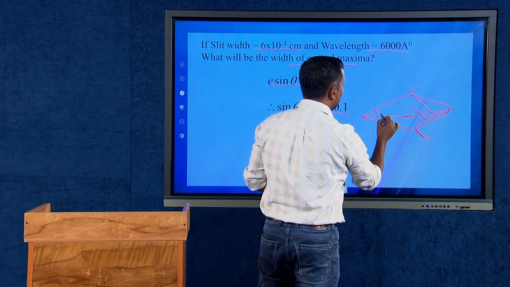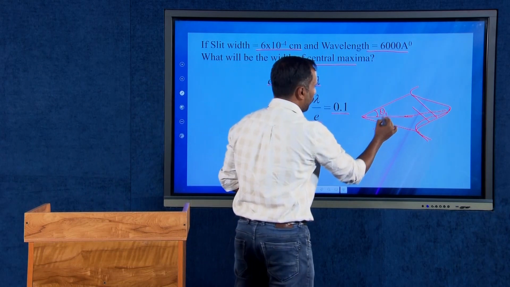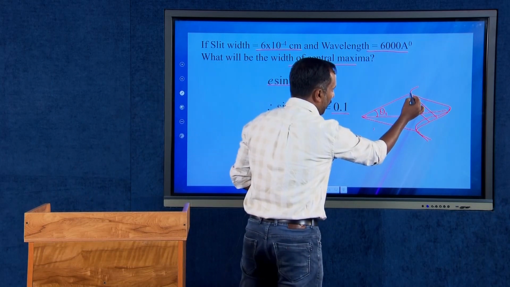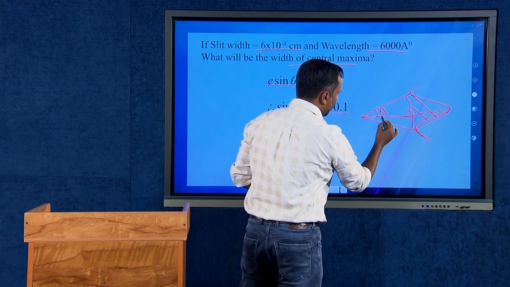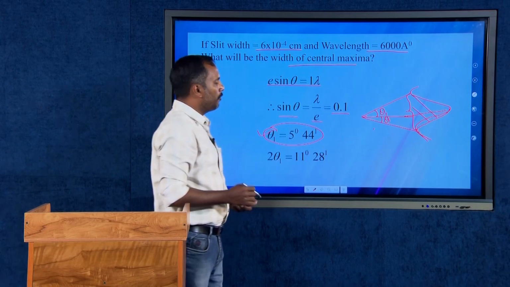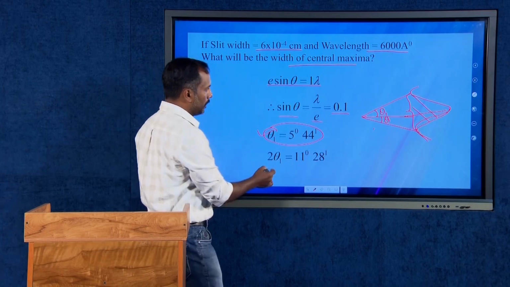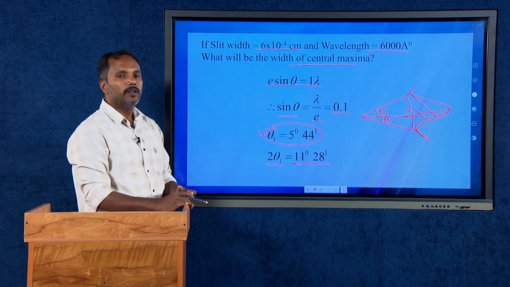So, this angle is theta 1 over here. Then if we are taking the complete angular width, it shall be like this. So, here there is another theta 1 angle. So, the total angular width of the central maxima shall be 2 theta 1. So, 2 theta 1 shall be 11 degree 28 minutes.